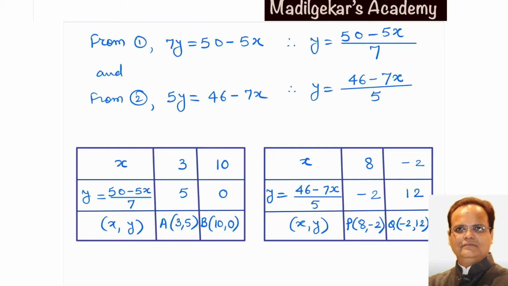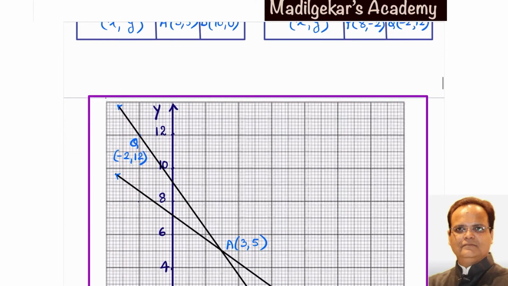Similarly, from the second line, put x equals 8. So it gives the corresponding y value as minus 2. And on substituting x equals minus 2, we get the corresponding y value as 12. So the two points are (8, -2) and (-2, 12). Let us plot these 4 points on graph paper.